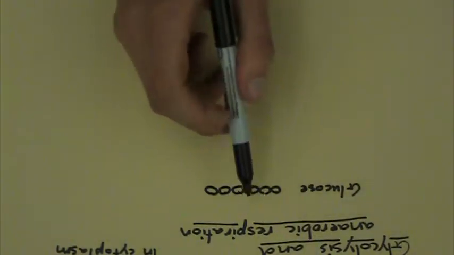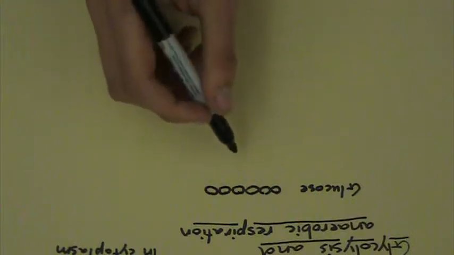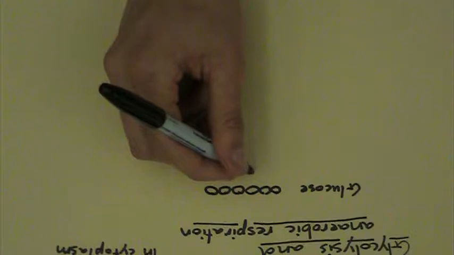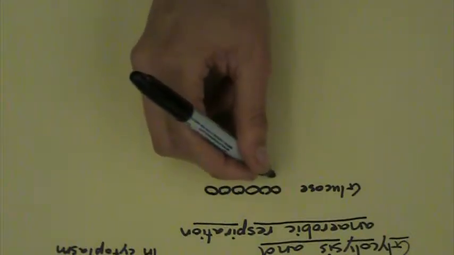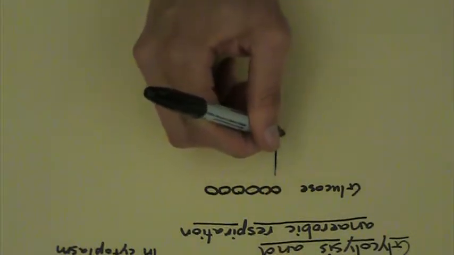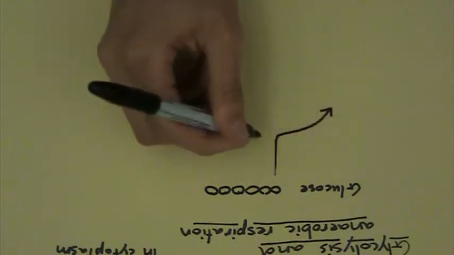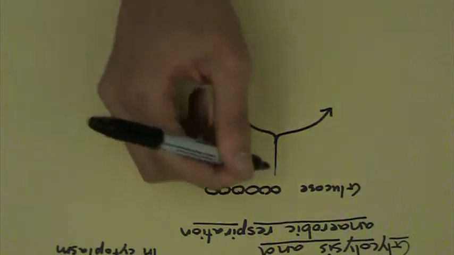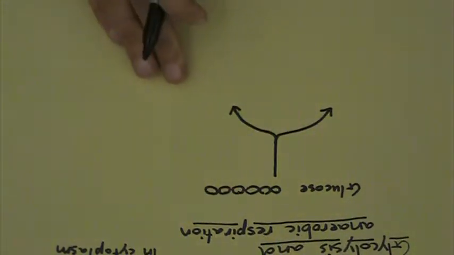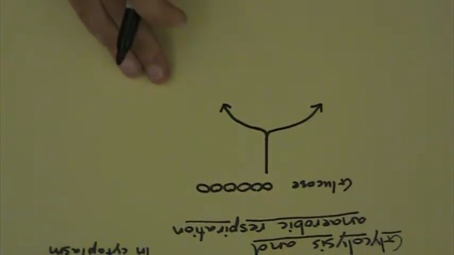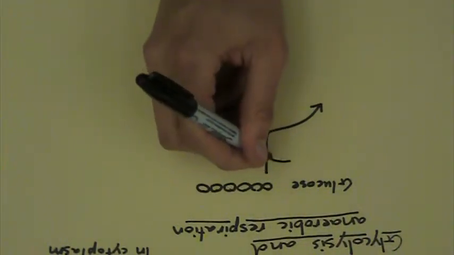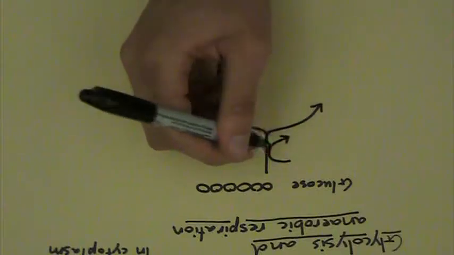Now the first step in glycolysis is the breakdown of glucose into 2 3-carbon intermediaries. So what I'm going to do is take this molecule of glucose and split it in 2, like so. In order to do this, we need to use ATP. We need to use 2 molecules of ATP, in fact.